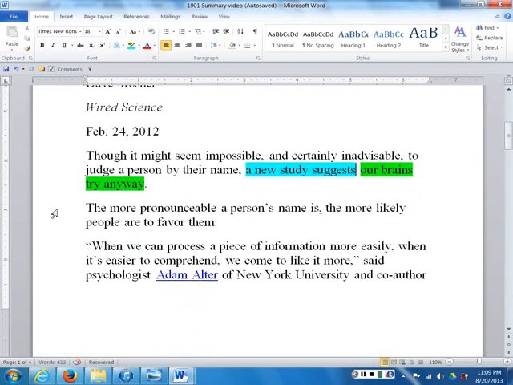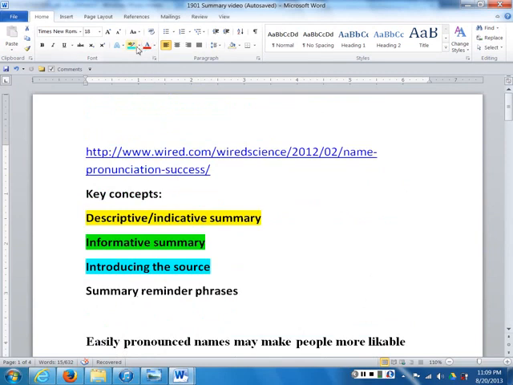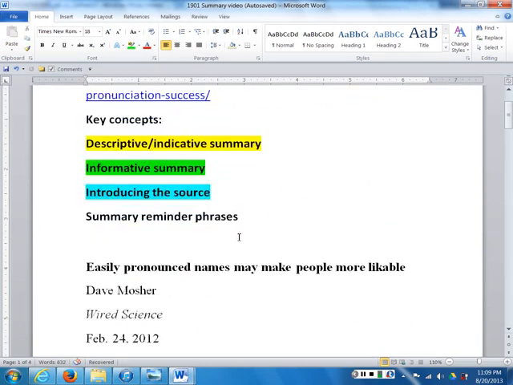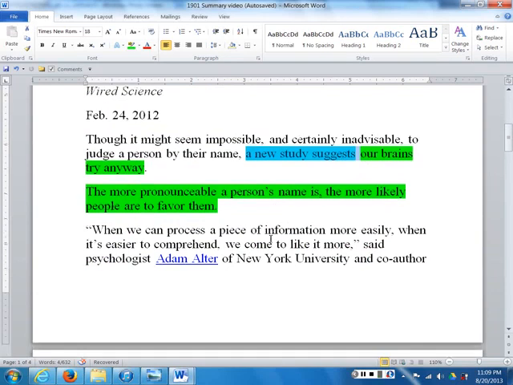The next sentence says the more pronounceable a person's name is, the more likely people are to favor them. So that's stating in more detail this thought here. So that's the more informative summary. So we'll highlight that green too. How do we know that it's still part of the summary instead of Dave Mosher's opinion? Well, basically because it restates this same sentence that we know is from the summary, from the original article.